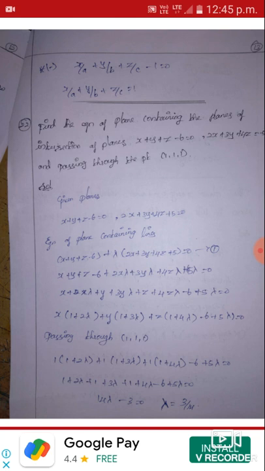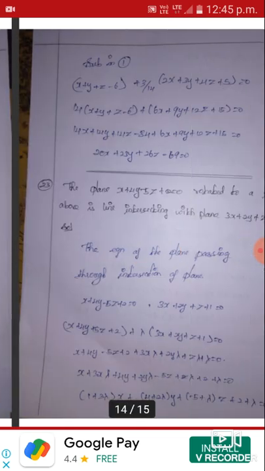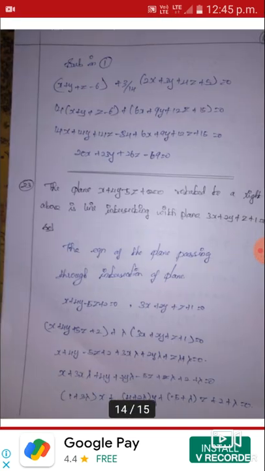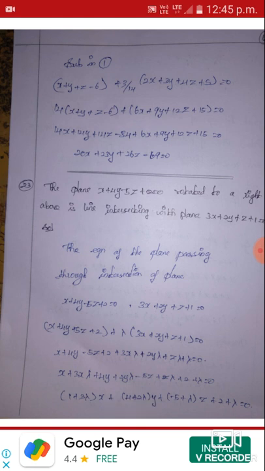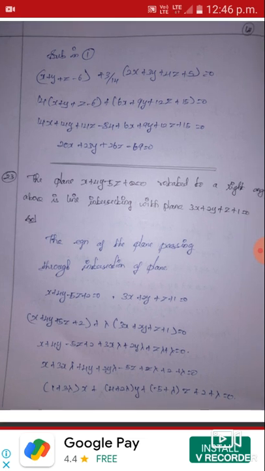Passing through the point 1, 1, 1 means we have to substitute for x, y and z. We get an answer for lambda, that is lambda equal to 3 by 14. Substitute the lambda value in the equation, we get an equation, that is 20x plus 23y plus 26z minus 69 equal to 0.